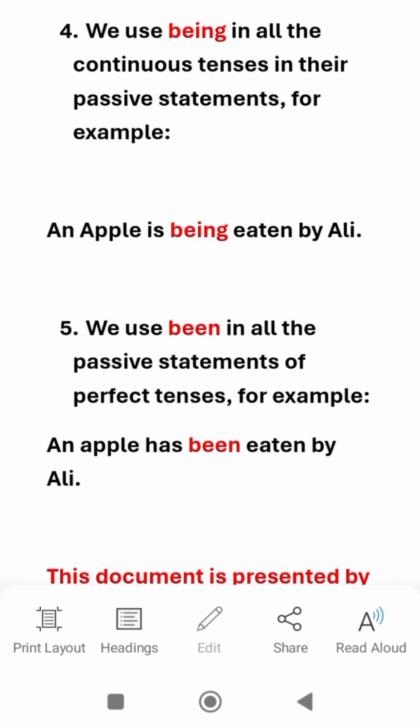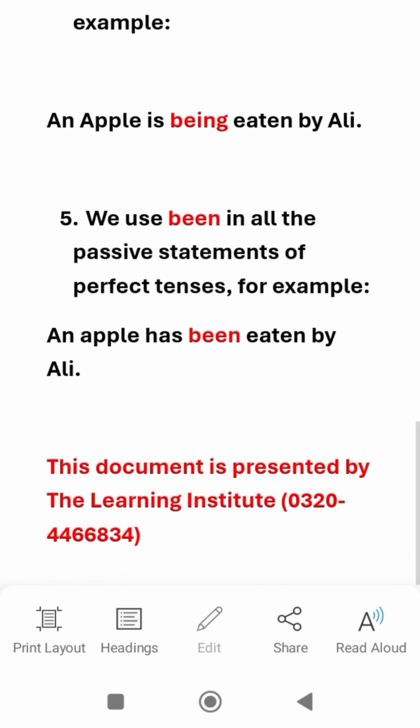Now, having said this, the fifth rule is that we use been in all the passive statements of perfect tenses. कि जितने भी perfect tenses हैं उनकी passive statements में हम basically word been, auxiliary verb or helping verb been use करेंगे. It is written as been but read as been. It's read as been, right? So like an apple has been eaten by Ali. An apple had been eaten by Ali. So we use been in all the passive statements of the perfect tenses.